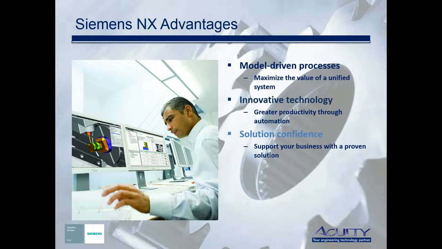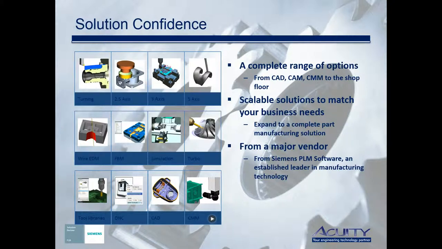Now we'll talk about solution confidence and how Siemens Manufacturing Solutions are affordable, right-sized solutions for your business. The three major components that contribute to manufacturing reliability and the confidence that you get it right the first time are having an integrated, associative manufacturing environment that brings it all together from CAD, CAM, and CMM to the shop floor. It's also important to have a scalable solution to match your business needs at affordable costs.